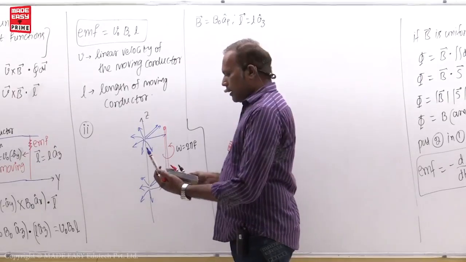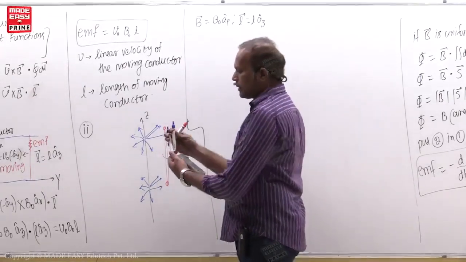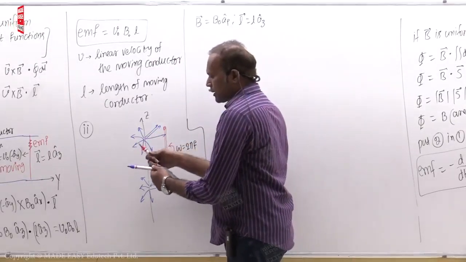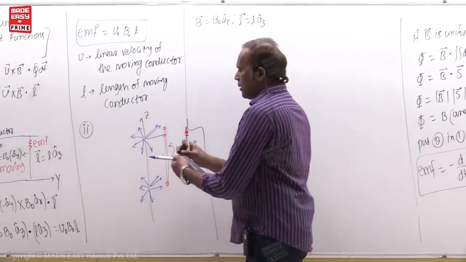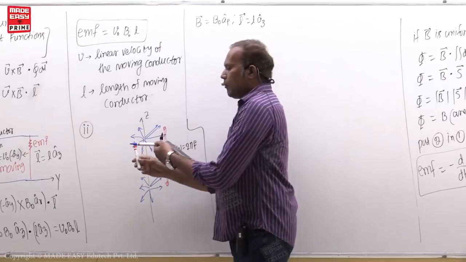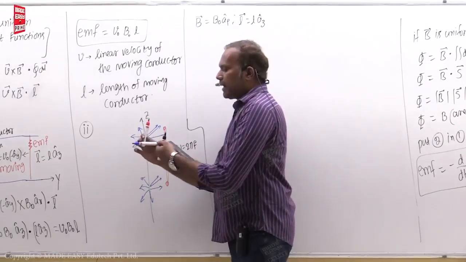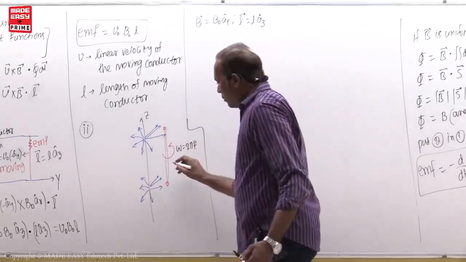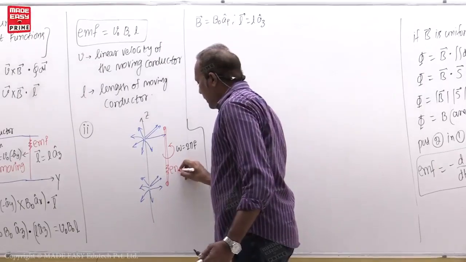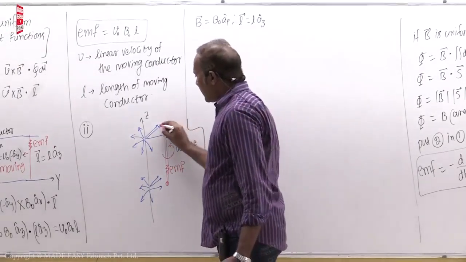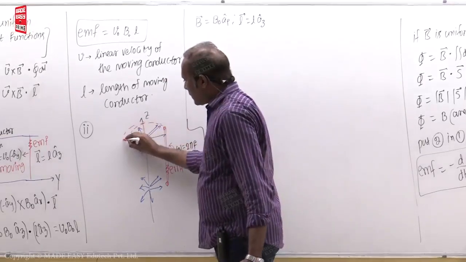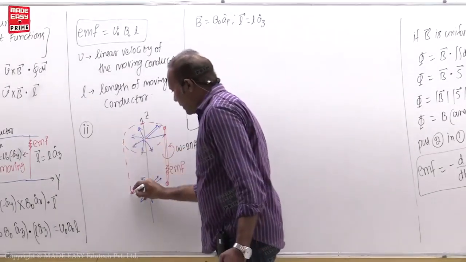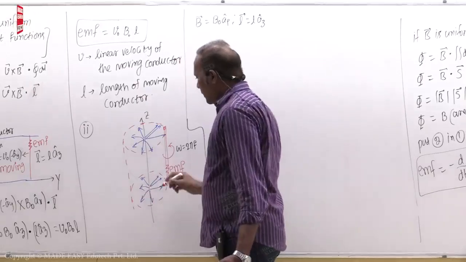Whenever it rotates, this is the z axis and this one is magnetic flux radially outward, and this conductor is rotating. Whenever this conductor rotates, this magnetic flux crosses it, so that EMF is induced in that. Now this has some resistance here, EMF is induced in this. This conductor is rotating in a circular path like this.